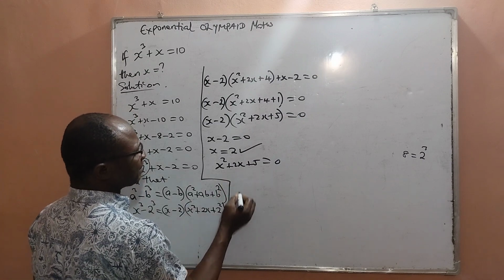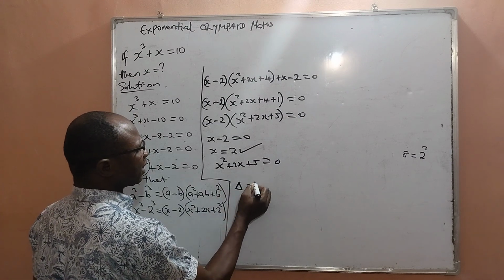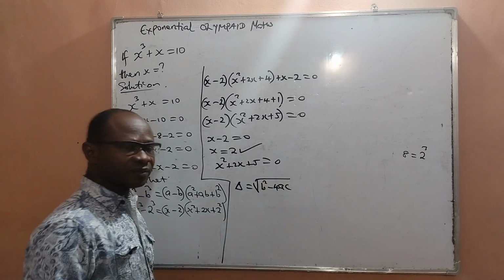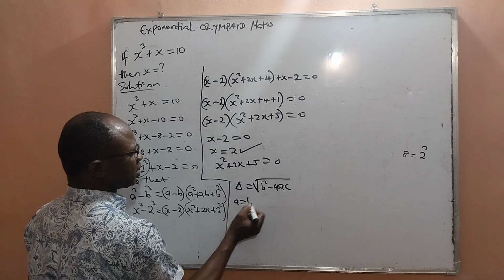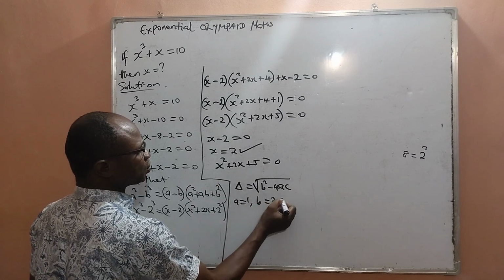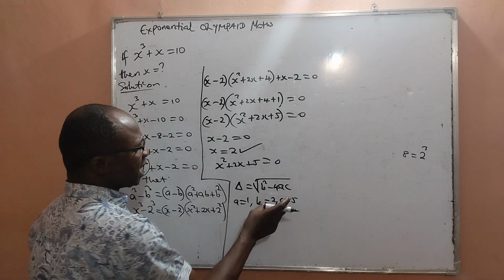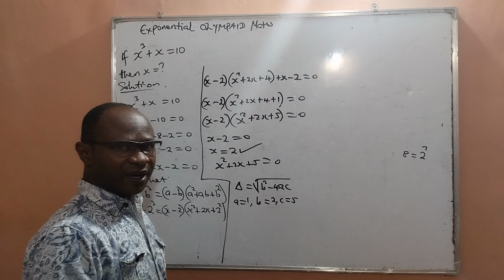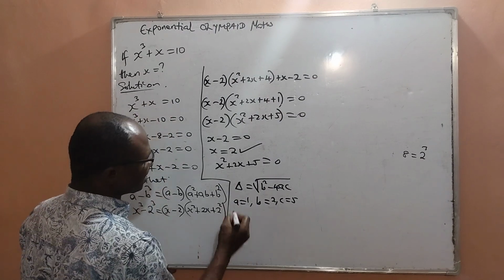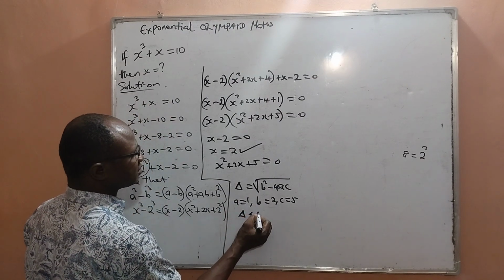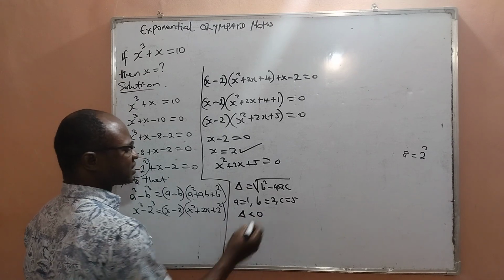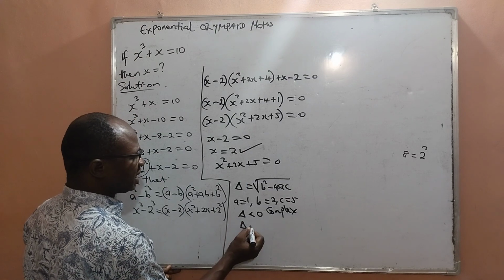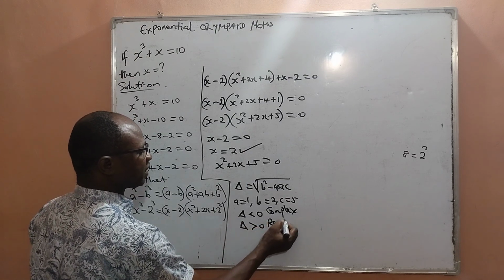What it means is that I am going to make use of delta equal to the square root of b squared minus 4ac. And what is a here? a is equal to 1, b is equal to 2, and c is equal to 5. I'll replace it into this delta formula to see if it is going to give me a real value. If the value of delta is less than 0, then that will be complex, okay? But if the value of delta is greater than 0, it will give us real value.